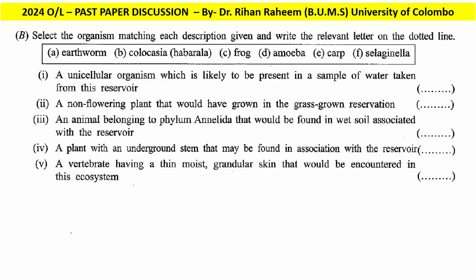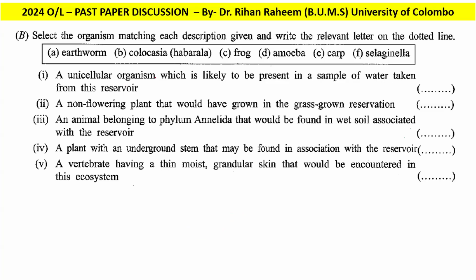Then B part of this question, select the organism matching each description given and write the relevant letter on the dotted line. So they have given some global warming, okay, but depletion of ozone layer won't come to the, because ozone layer, always remember, two gases affect ozone layer, no CFC or no KFC. Remember like that, NO, nitric oxide, and chlorofluorocarbon.